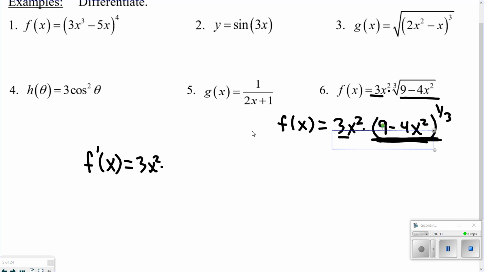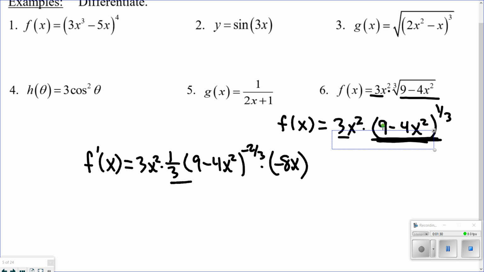So the outside function is the 1/3 power. I'm going to drop the 1/3 down, and it'd be 9 minus 4x squared to the negative 2/3, times the derivative of the inside. So the 9 goes away. The derivative of minus 4x squared is negative 8x. So that whole thing right there is the derivative of the second part.